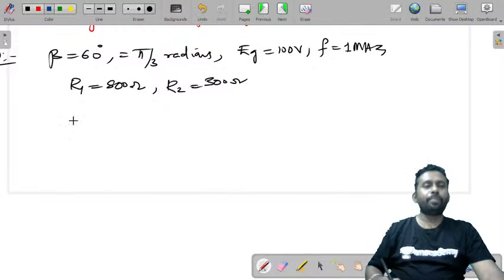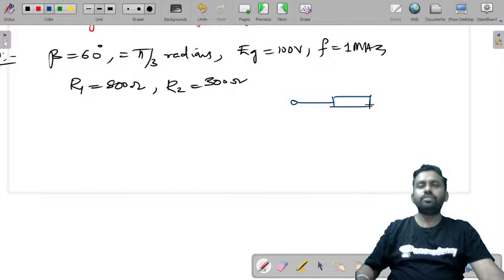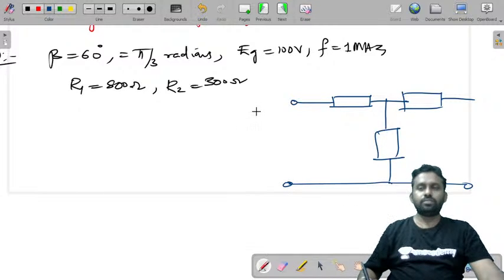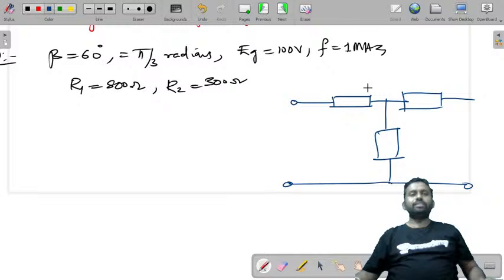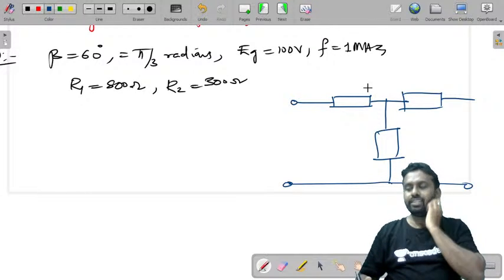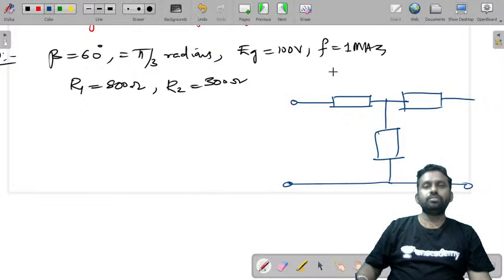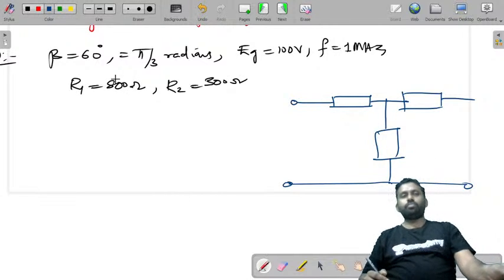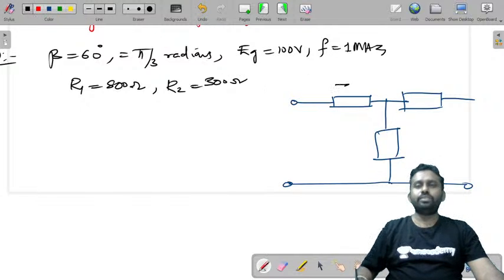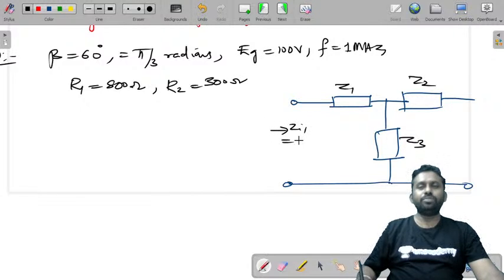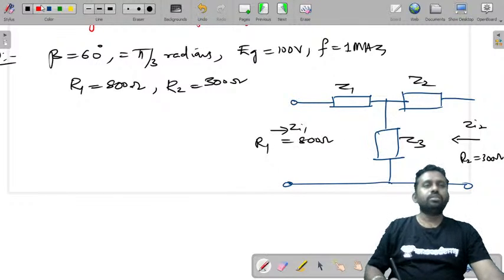First just write the equations. So this is the network. To this network you need to find the values of Z1, Z2, Z3. Zi1 is equal to R1, 800 ohms, and Zi2 is R2, equal to 300 ohms. So how do you find Z1?